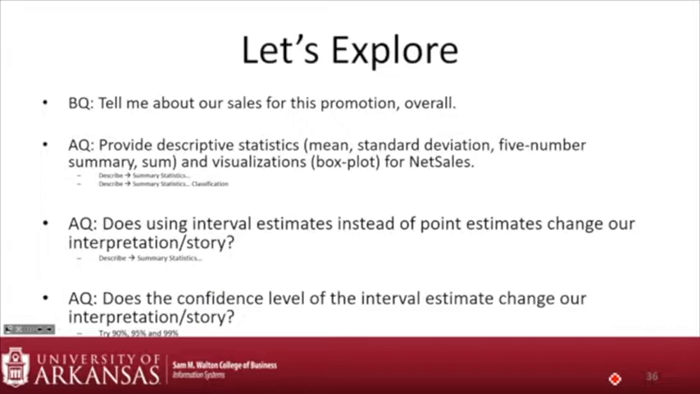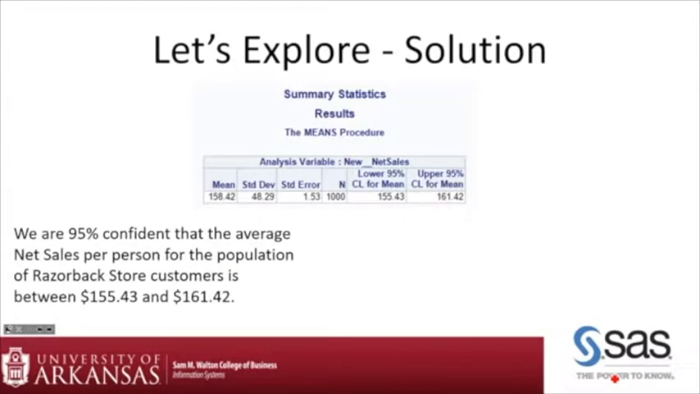So if we use an interval estimate instead of a point estimate, does that change our story? The other question I have is, with that interval estimate, if we change the confidence level, how confident we are in the results that we're going to talk about, does that change our story? Right? So if I'm 90% confident versus 99% confident, does that change the story that I tell? So let's look. Let's explore a little bit.